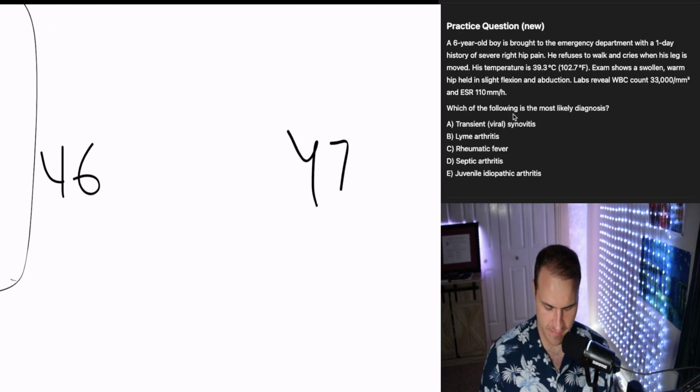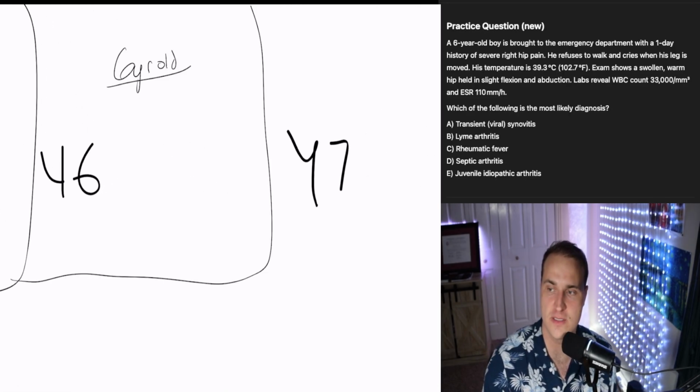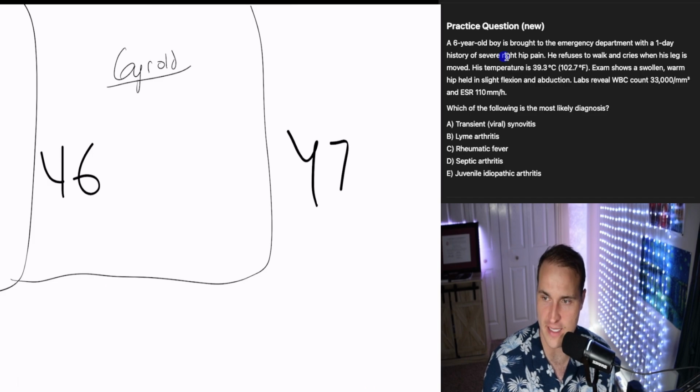Okay, next we have a 6-year-old boy who's brought to the emergency department with a 1-day history of severe right hip pain. He refuses to walk and cries when his leg is moved. Temperature is 102.7. Exam shows a swollen, warm hip held in slight flexion and abduction. The lab reveals a white count of 33,000 and an ESR of 110. What's the diagnosis? It's going to be septic arthritis.